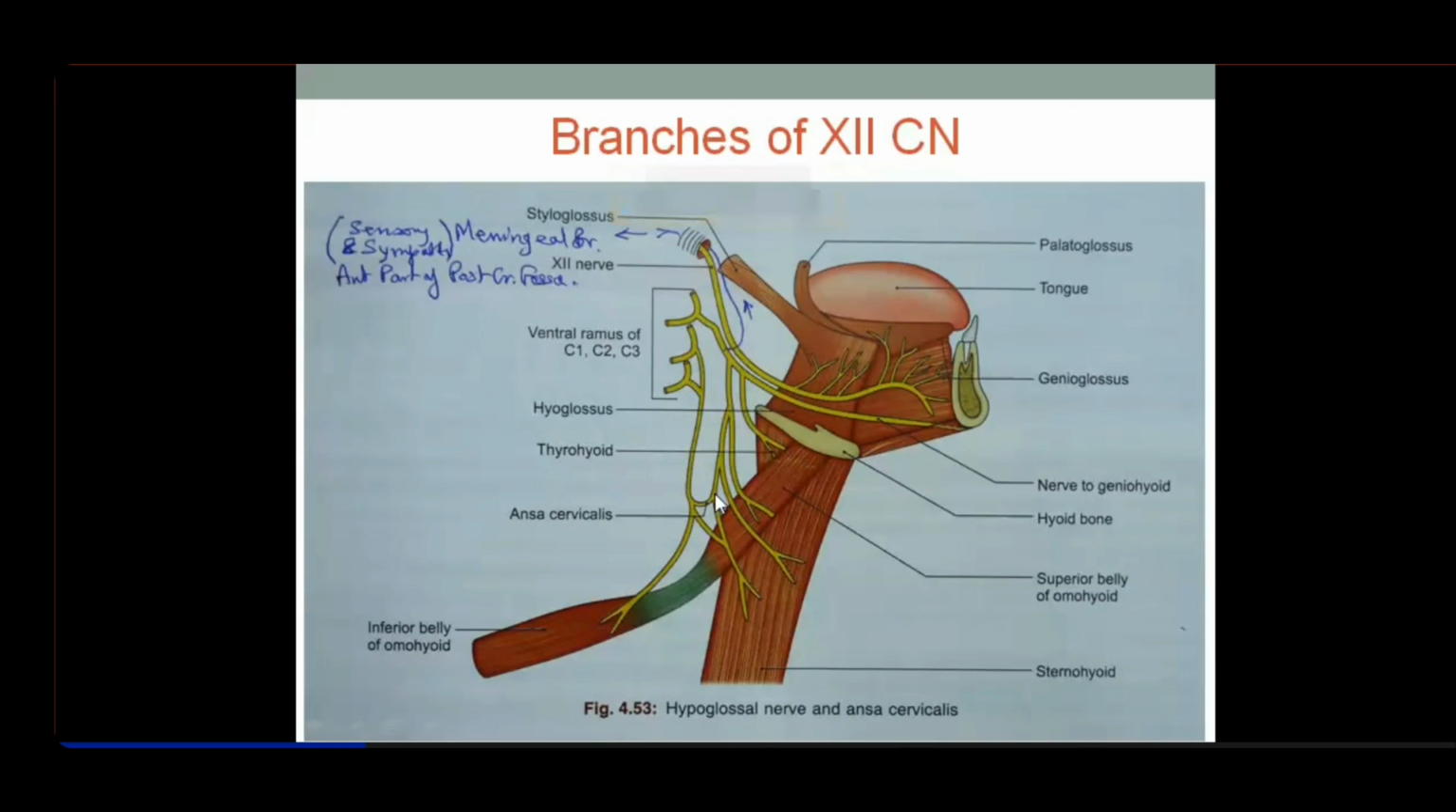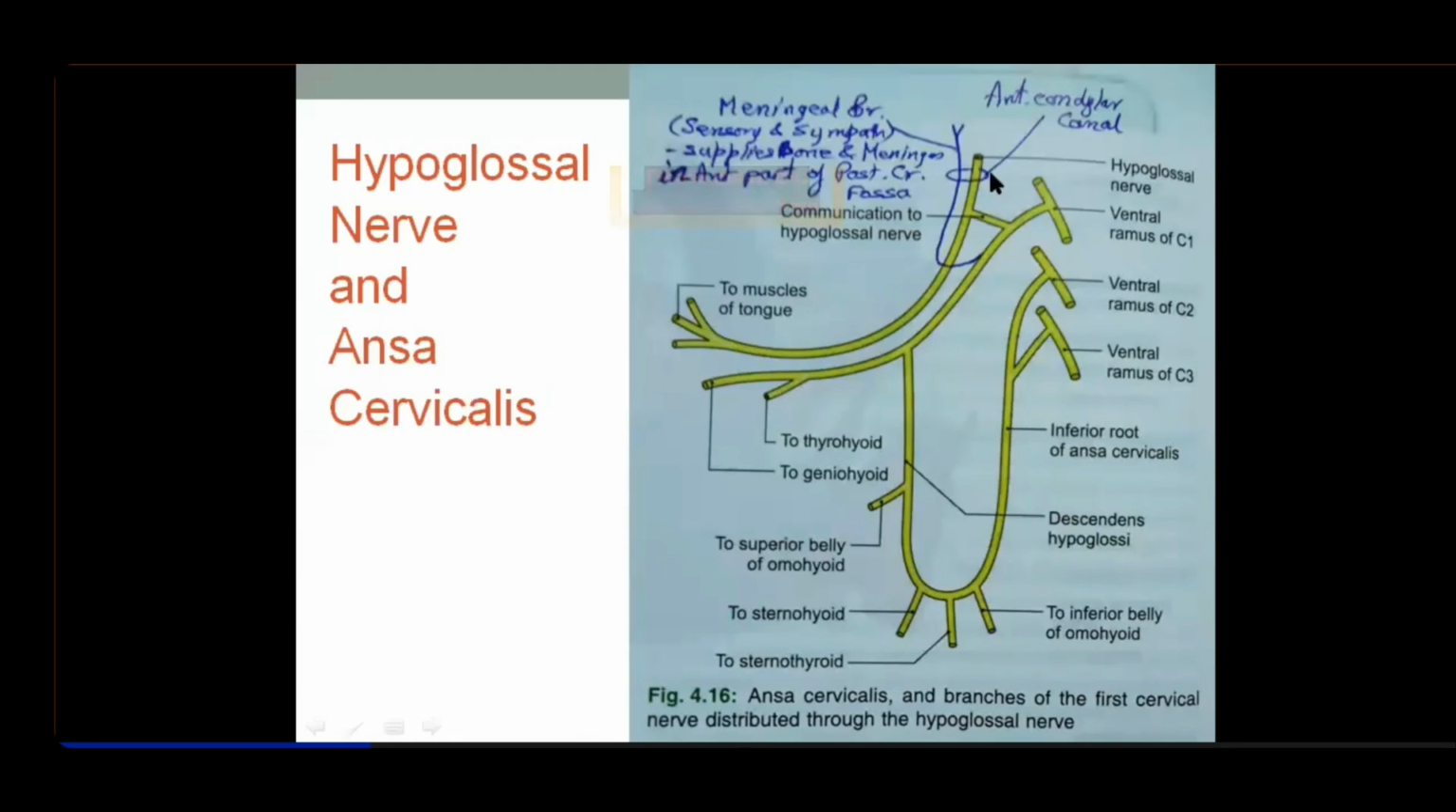And through this loop, you can see this upper root. Through this root, it will supply the sternohyoid, right? Then it will also supply the upper belly of omohyoid. While through this Ansa cervicalis, it will supply the inferior belly of omohyoid, and this ascending loop will be formed by C2 and C3. Okay, you can have a better look.